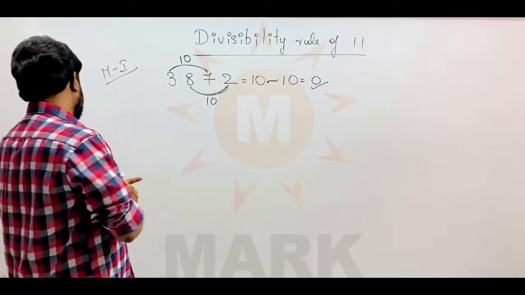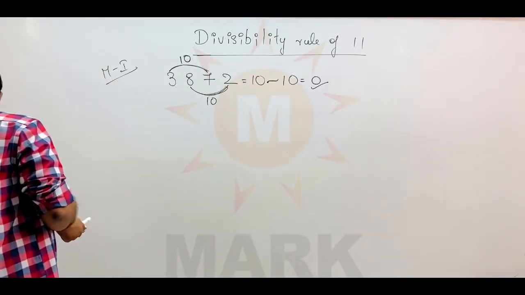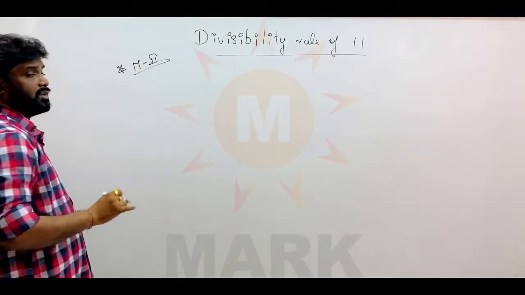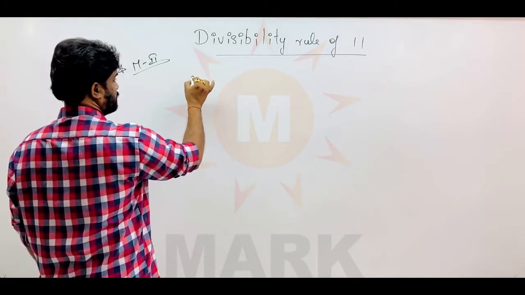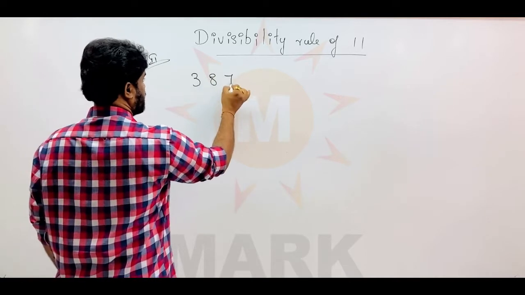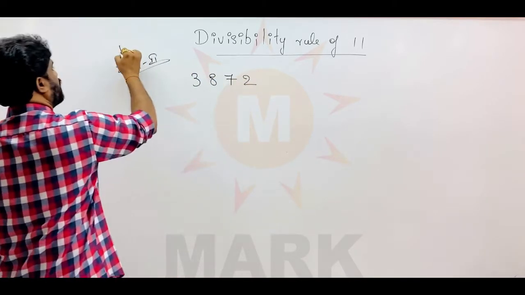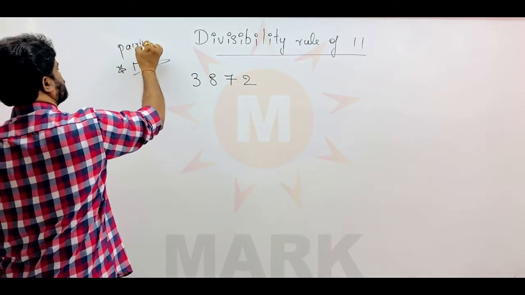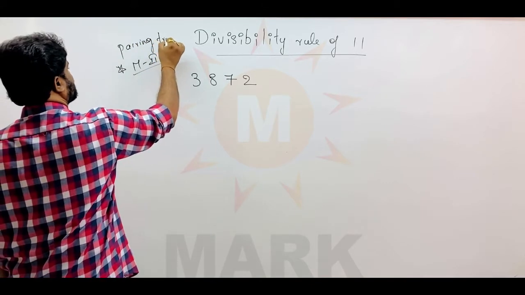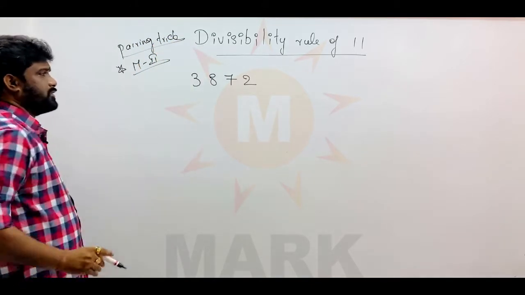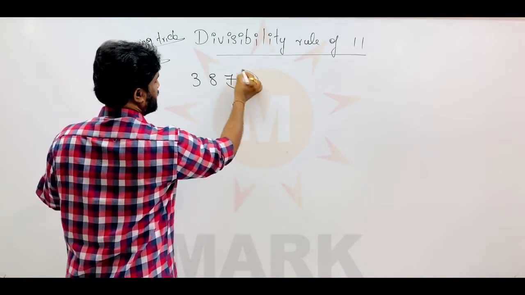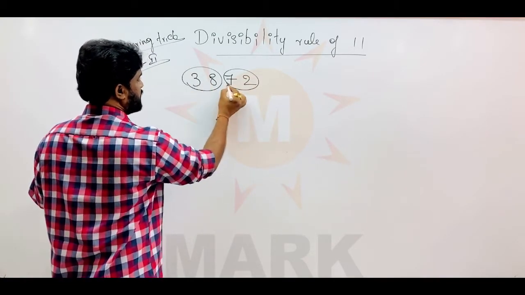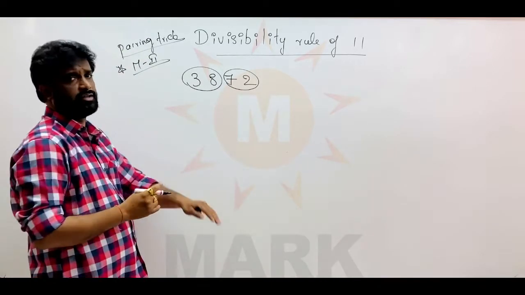Method 2 is a peculiar method. I will explain this method. It is very famous by the name pairing technique, the pairing trick. It is not like alternate digits, but adjacent ones. First we divide the number into adjacent pairs like this: 72 is a pair, 38 is a pair.